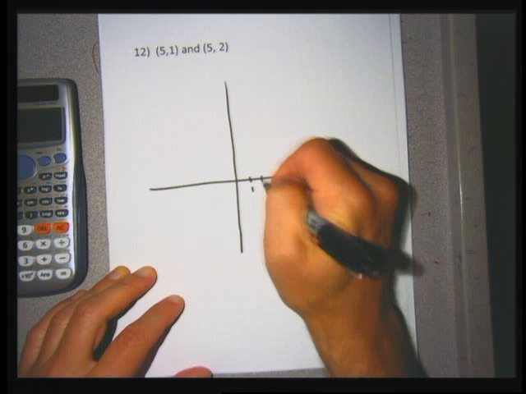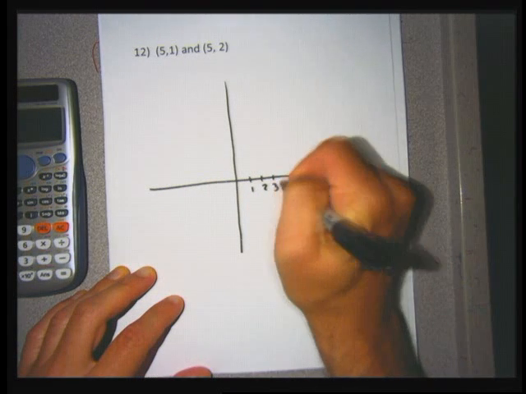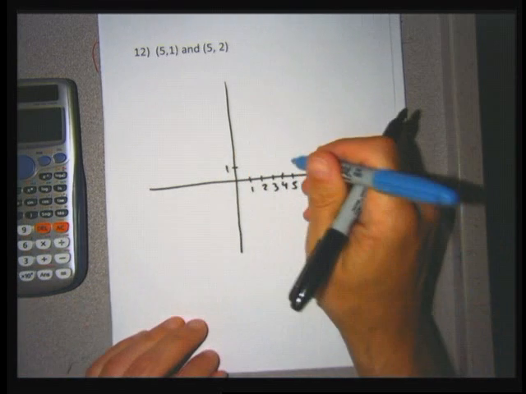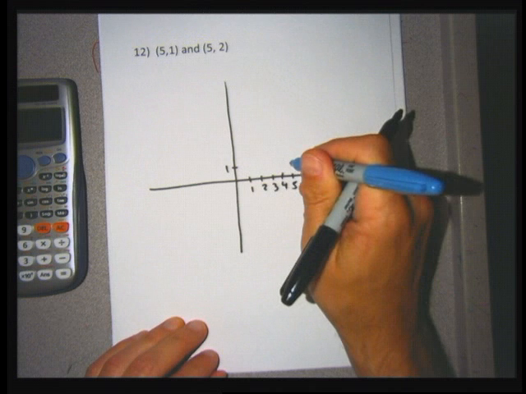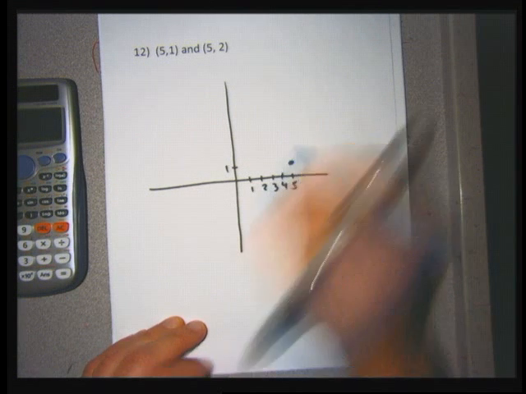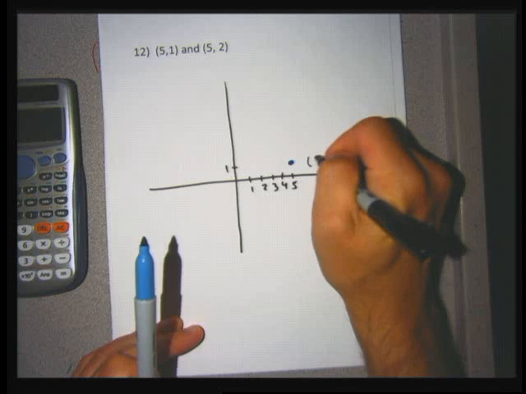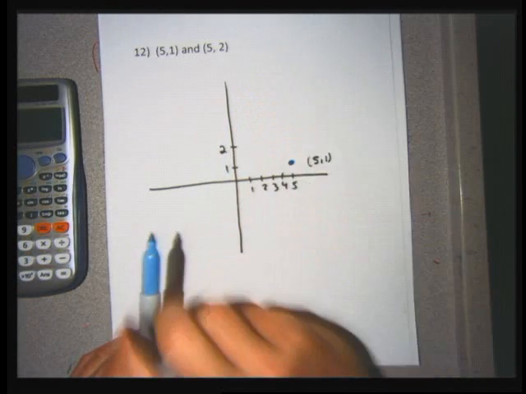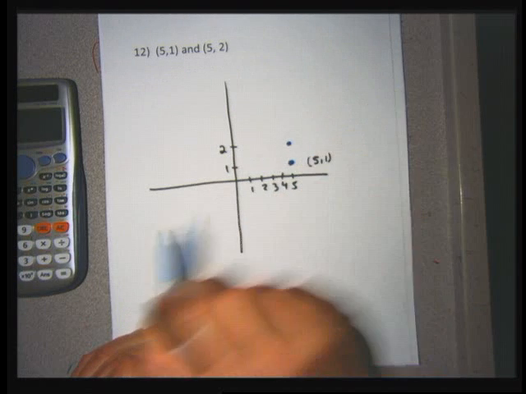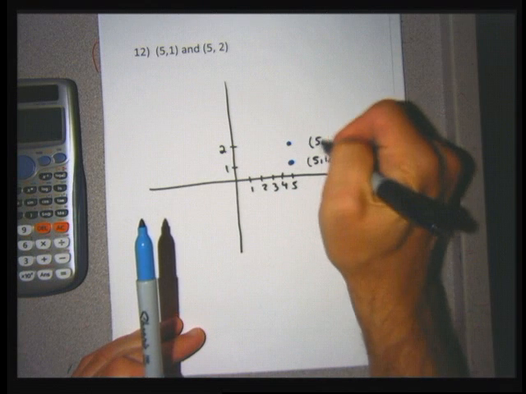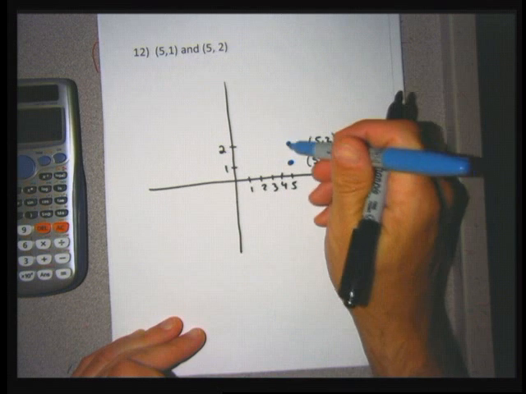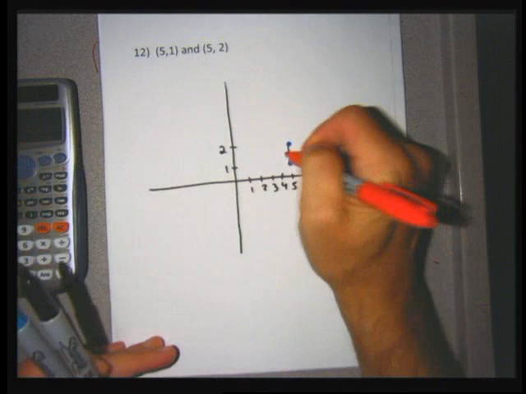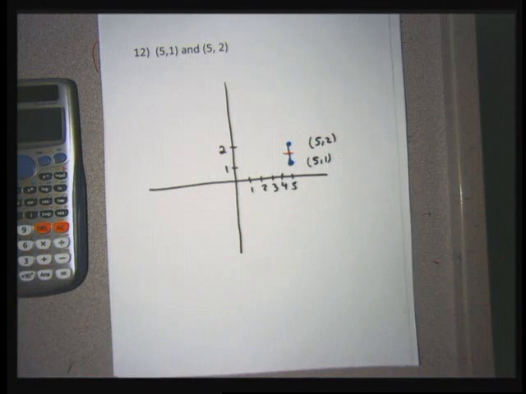So the first point is the point 5, 1. So I go right 5 and up 1. That's the point 5, 1. The second point is the point 5, 2. The line segment that connects those 2 points is there. The point that I'm trying to find the coordinates of, that point right there, is the midpoint of that line segment.